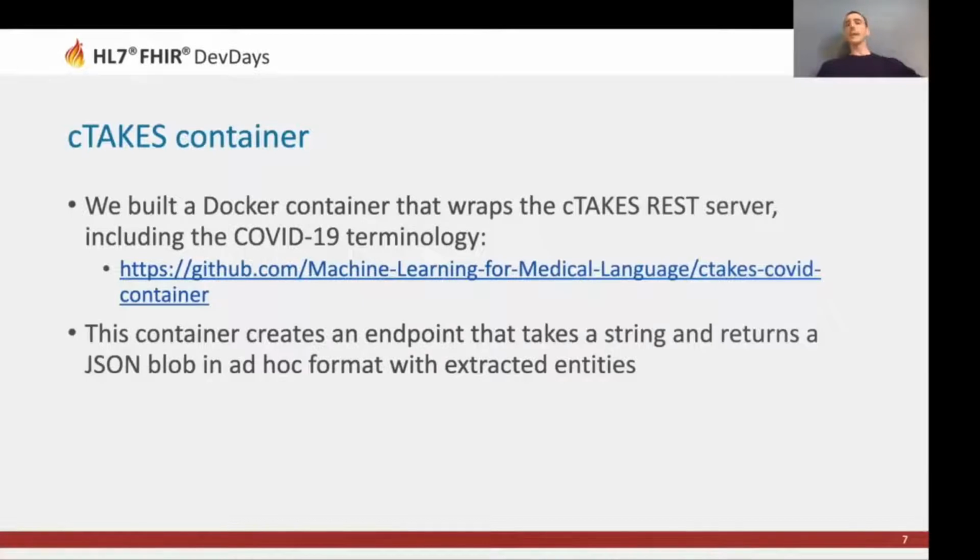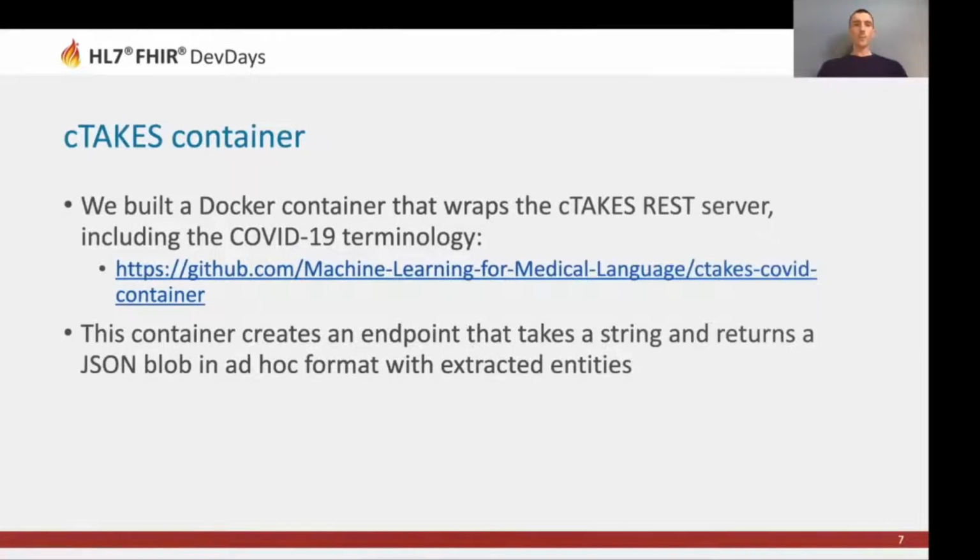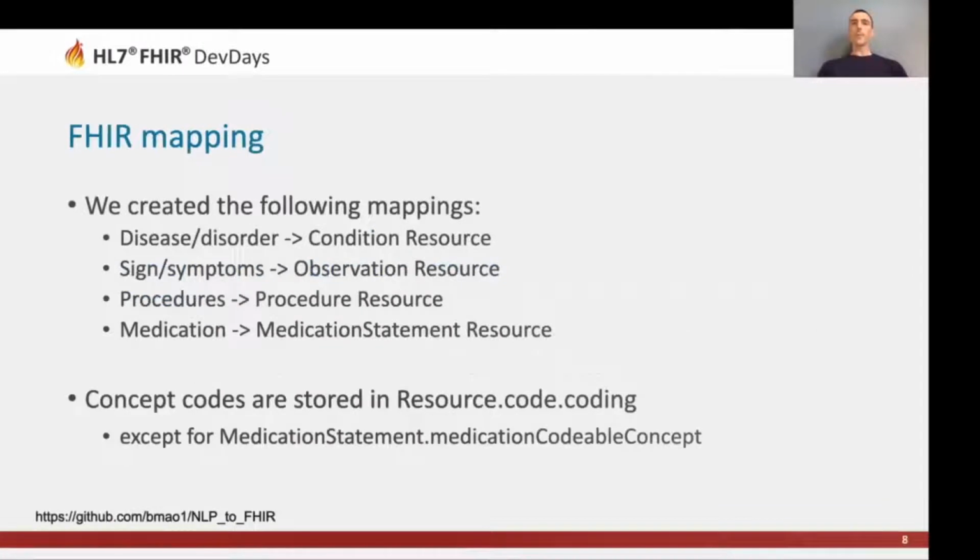Then what you can do is hit that Docker container at port 8080 with a string at a certain URL, and it'll send you back a JSON blob in an ad hoc format that was native to the cTAKES REST server. And then from there, the idea is to transform that into FHIR. So at this point, I'll pass it over to Bin Mao, who's going to do the rest of the presentation.